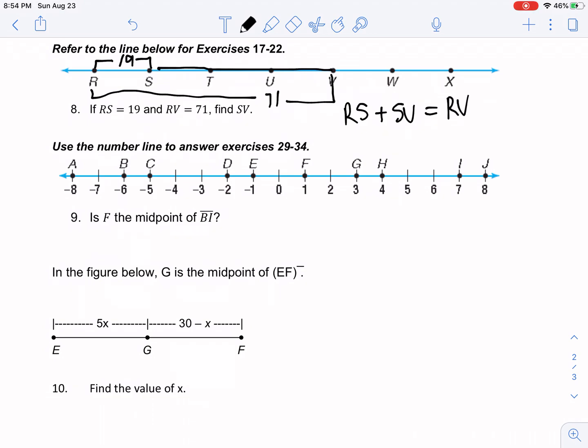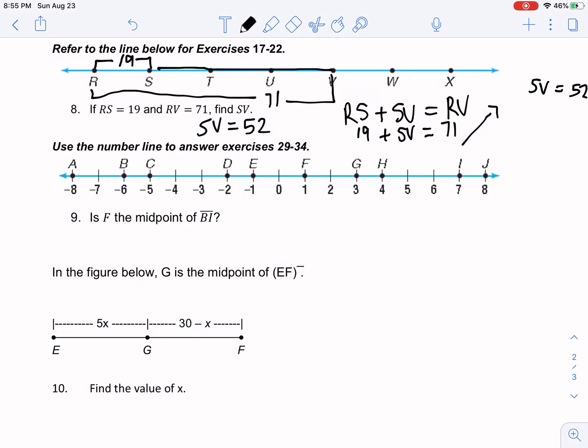Well, what do we know? We know that RS is 19. We're looking for SV. The other value we do know is 71. Well, how do I get SV by itself? I subtract, right? So I would have to subtract 19 over, and I'm kind of running out of room, but we get SV equals 52. So that's just another example of something we saw earlier.